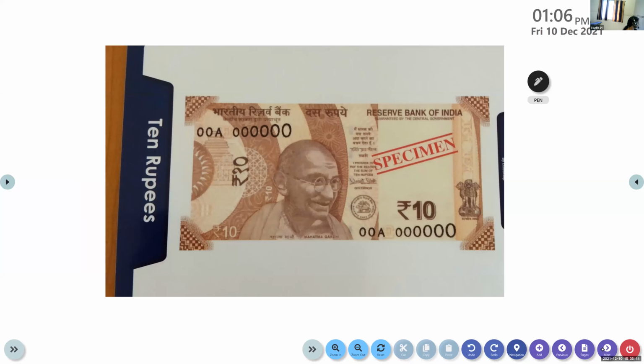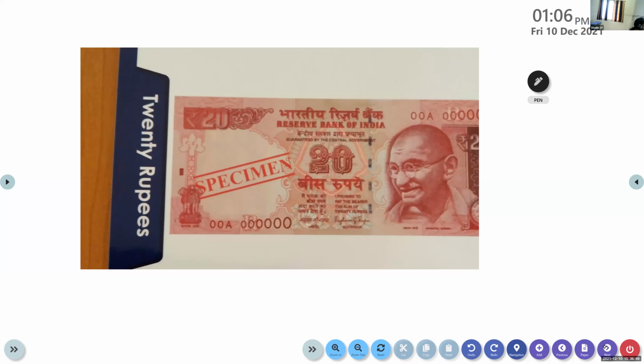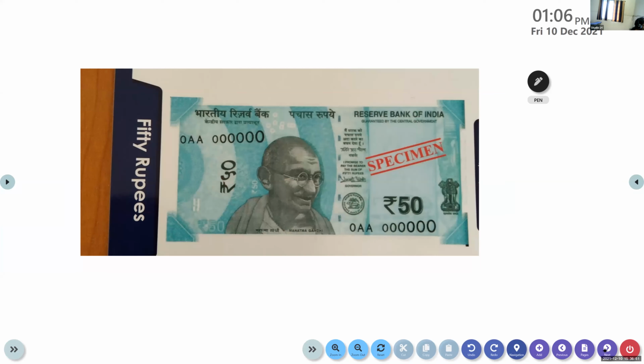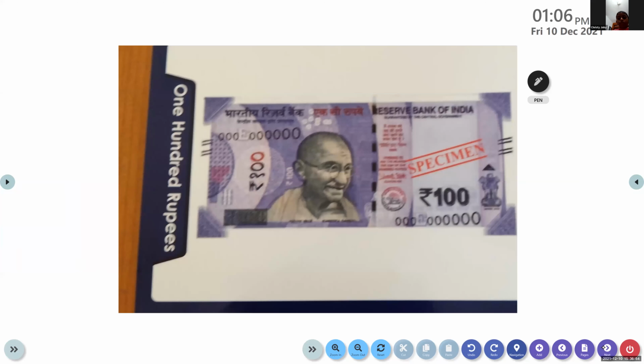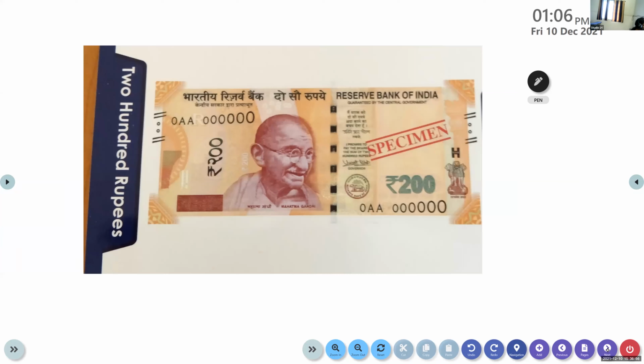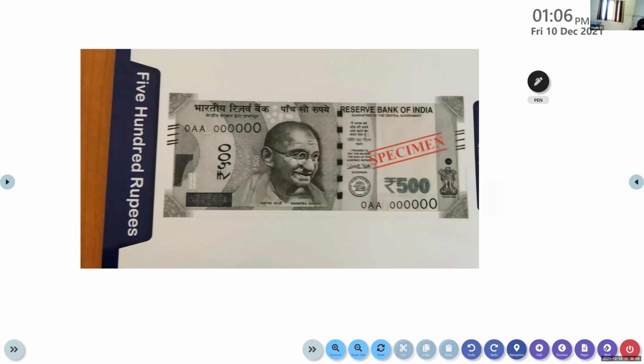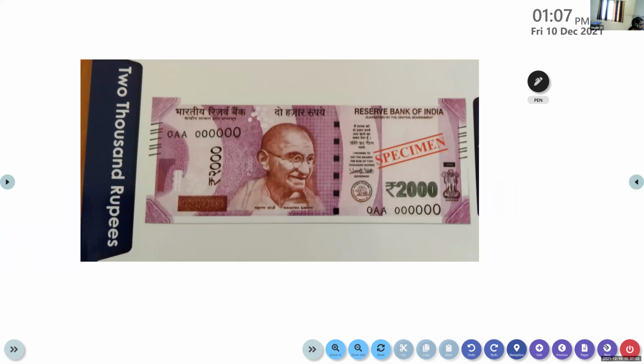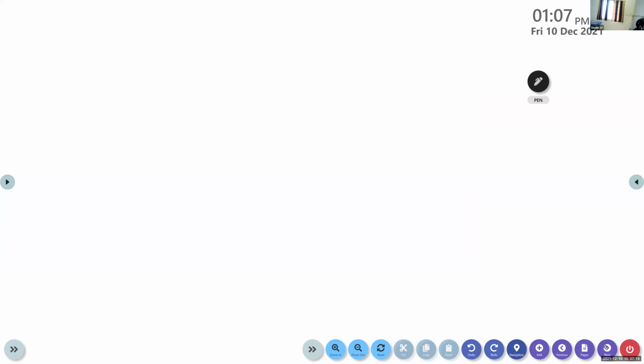Then the notes used: 10 rupees note, 20 rupees note, 50 rupees note, 100 rupees note, 200 rupees note, 500 rupees note, 2000 rupees note. So these are the coins and notes we are using nowadays. We already discussed money is written in rupees and paisa separated by a dot. So here I'm writing some figures. You have to read that.